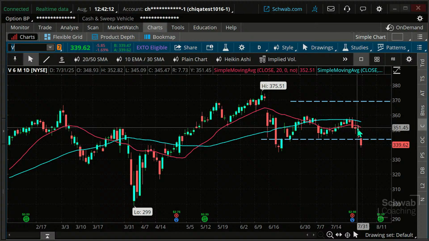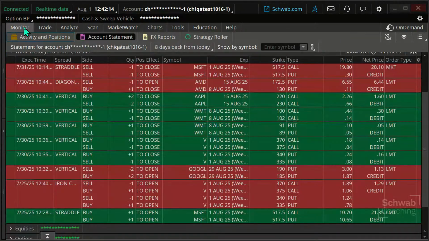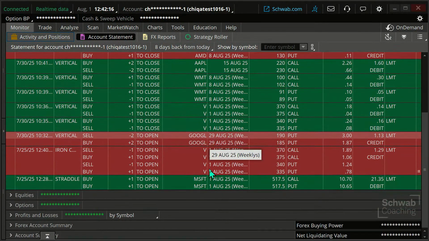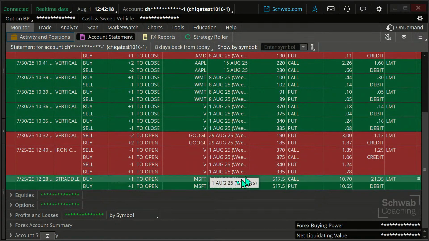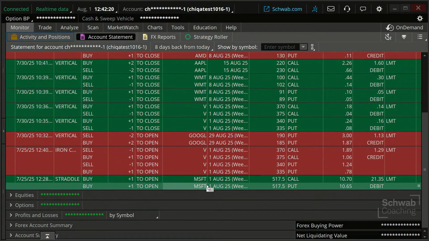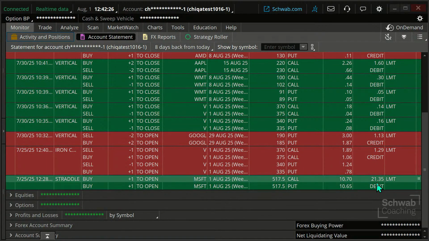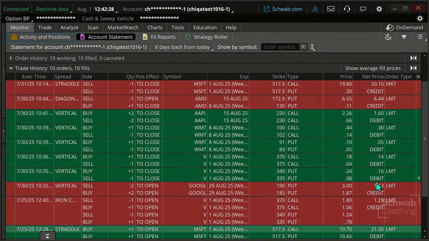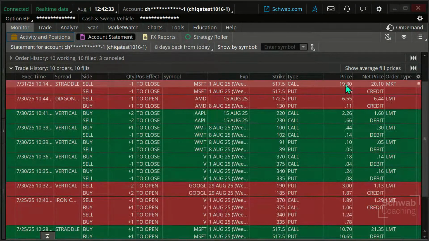The other trade didn't go so well. The other trade was on Microsoft. We put in an earnings straddle on Microsoft. We bought it for $21.35, and I closed out for $20. So we lost a little bit of money. Actually, it wasn't too bad.